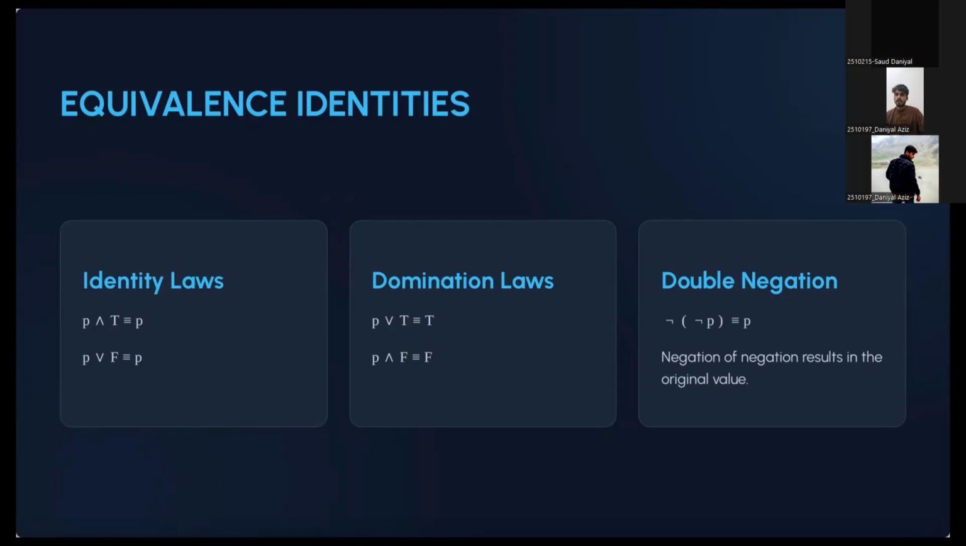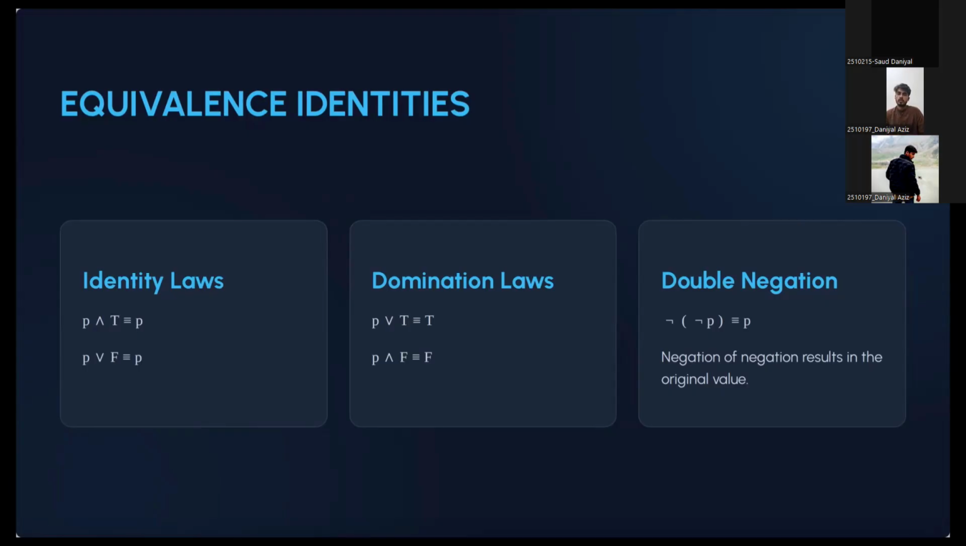First identity, P and T, logical equivalence P. This means that when a statement is ANDed with true, the result remains the original statement. For example, I am a student and true still means I am a student. Now we move on to the second identity, P or F, logical equivalence P. This means that when a statement is ORed with false, the result remains the original statement. For example, I am a student or false still means I am a student.